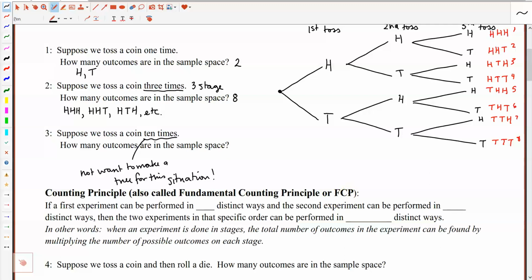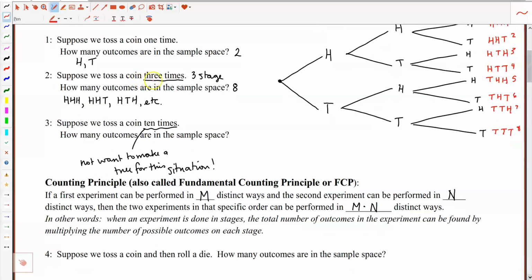What it says is if the first experiment can be performed in M distinct ways, and the second experiment can be performed in N distinct ways, then the 2 experiments in that specific order can be performed in M times N distinct ways. So in other words, when an experiment is done in stages, the total number of outcomes in the experiment can be found by multiplying the number of possible outcomes on each stage. So how does that relate to this coin scenario?